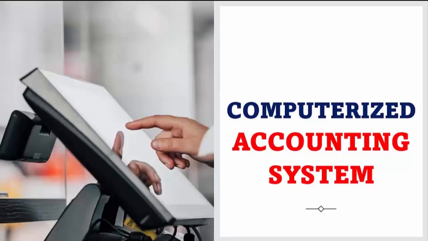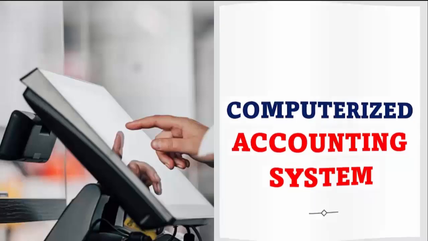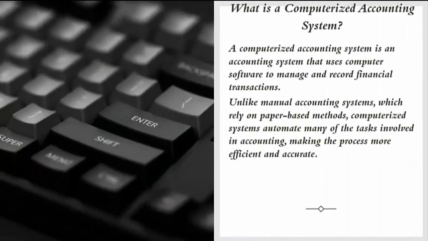What is a computerized accounting system? A computerized accounting system is an accounting system that uses computer software to manage and record financial transactions. Unlike manual accounting systems, which rely on paper-based methods, computerized systems automate many of the tasks involved in accounting, making the process more efficient and accurate.